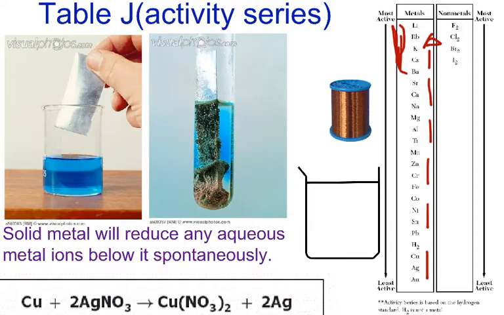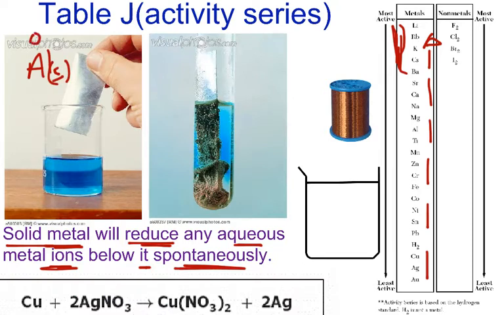It's very important that we know that solid metals will reduce any aqueous metal ions that are below it spontaneously. And for our purposes, spontaneously simply means that it can happen naturally without any continued outside influence. In class, we did this demonstration where we had a piece of solid metal, Al solid, and anything solid in terms of metal or a single element will be in a zero oxidation state. And we put it in a solution of copper chloride where we had copper ions floating around in the aqueous phase. And as we saw, what eventually happened was the formation of copper solid, Cu0.